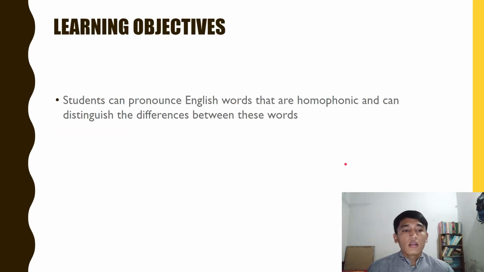The first agenda is learning objective. After learning about homophone, students are expected to be able to pronounce English words that are homophonic and distinguish the differences between these words.